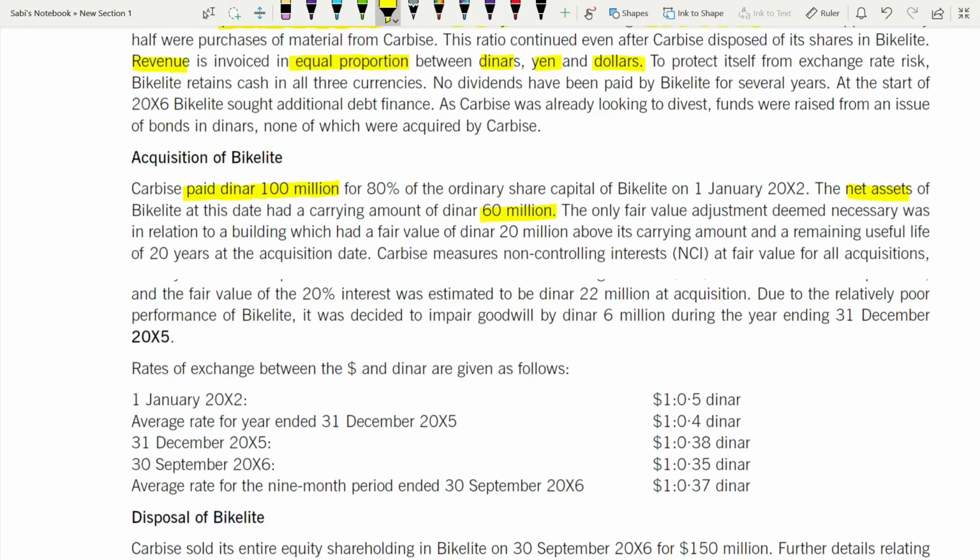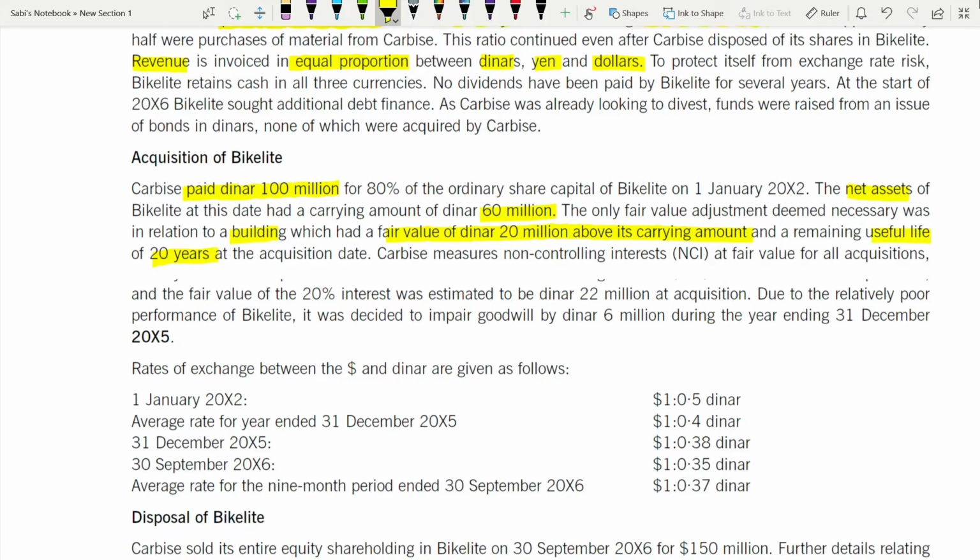Whenever there are adjustments to the net assets, fair value adjustment for the net assets, you have to do that adjustment. Like here, the building had a fair value of dinar 20 million above its carrying amount, that is more than 60, right? And useful life 20 years.